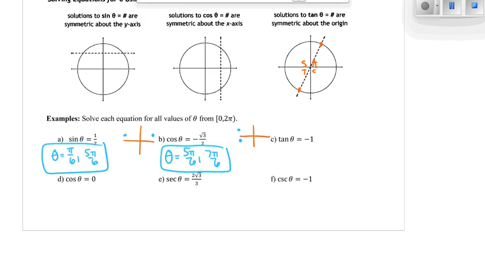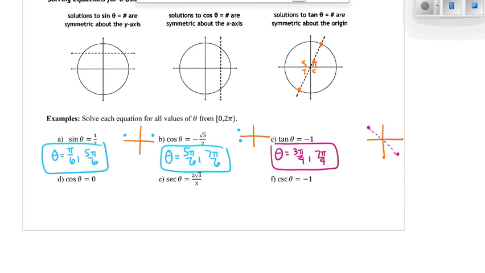The next one is tangent equal to -1. So tangent is negative in quadrant 2 and quadrant 4. Remember, the 1 would be in the middle at pi over 4. So 3 pi over 4 and 7 pi over 4 for the quadrant 4.